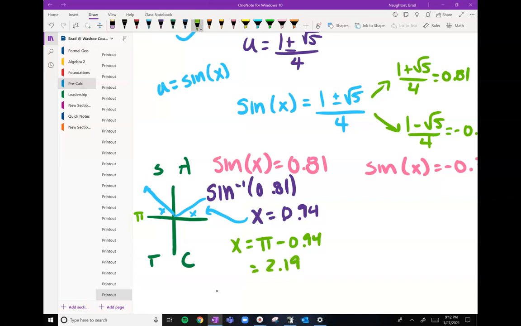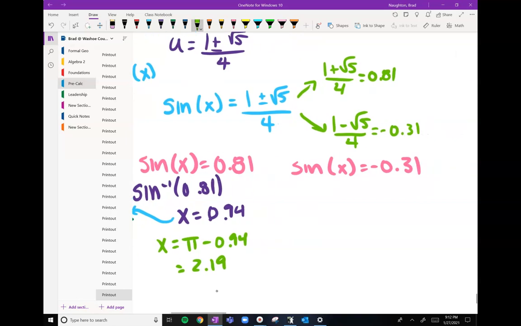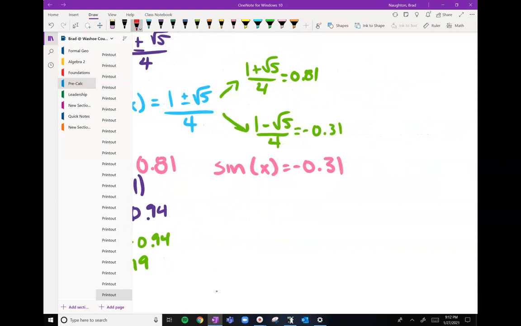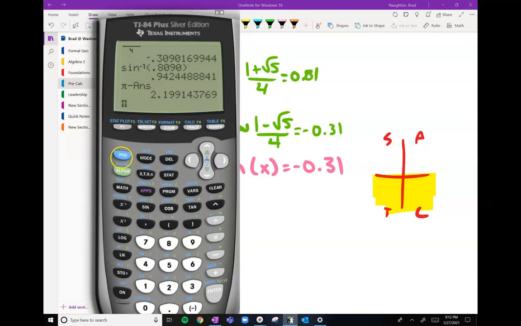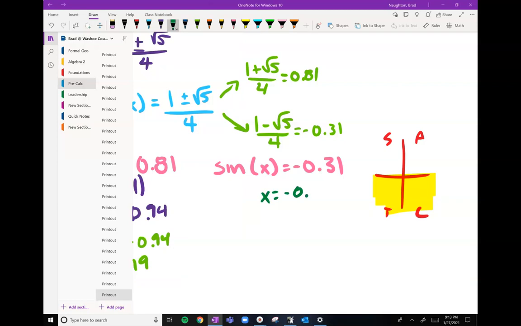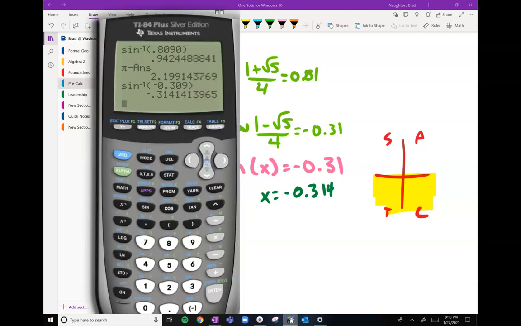Alrighty, ladies and gentlemen, boys and girls, let's go to our other one here. This one's negative, so we know it's going to be a little bit janky, but we can roll with it. So, All Students Take Calculus. We're going to want to be down here. It's going to give us a negative, so we know we're going to have to add it to 360 degrees, or excuse me, 2 pi. I need my negative in there. Come on, 0.309. And so I'm going to get x is equal to negative 0.314. That looks about right.